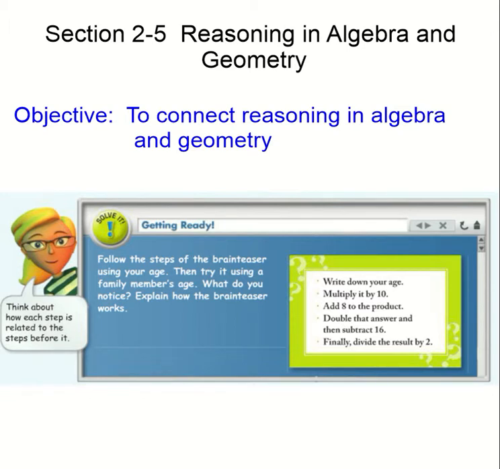This is section 5 of chapter 2 of geometry. Our topic today is reasoning and algebra and geometry. Our objective is to connect reasoning and algebra and geometry. So the first thing that we're going to do is follow this brain teaser.